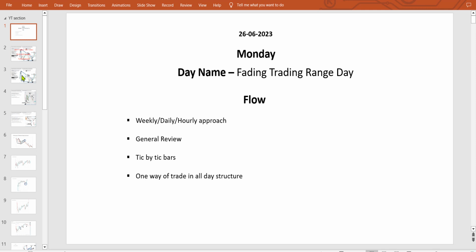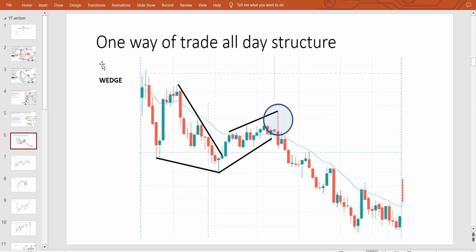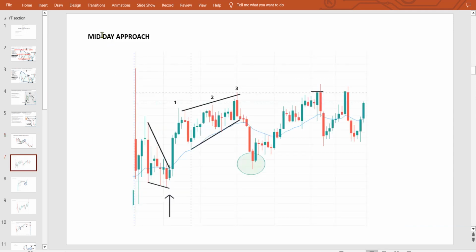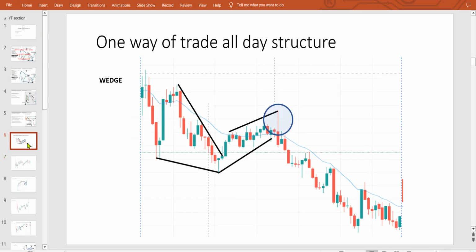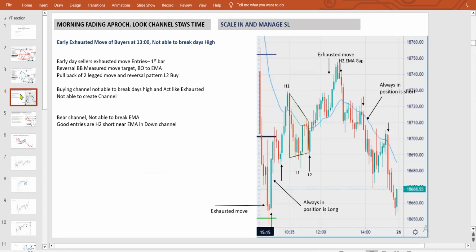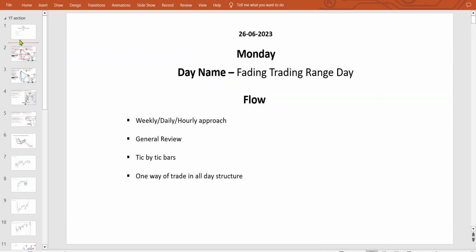One way of trade is where we are finding similar patterns, like if we are trading a wedge, we find a wedge pattern in the everyday structure. Another approach is the midday approach: whenever price comes to midday, we will trade it. Here we are discussing these two methods deeply, and finding how we can trade them, at least in the everyday structure. So let's go for the weekly approach.